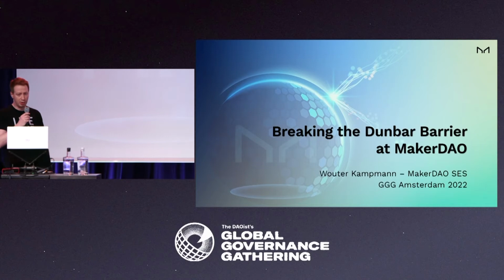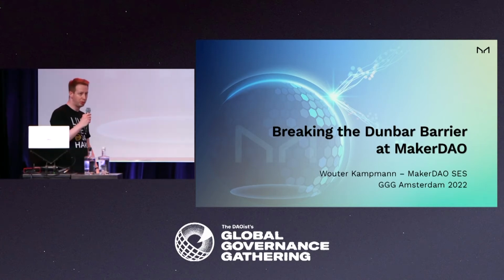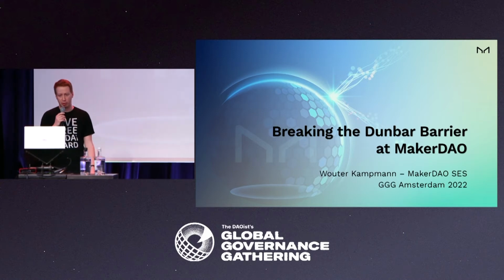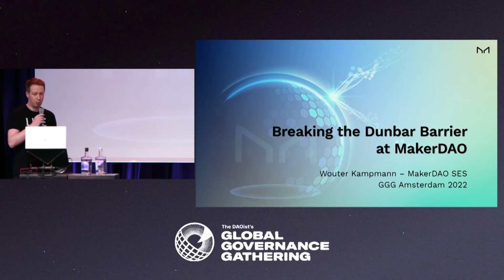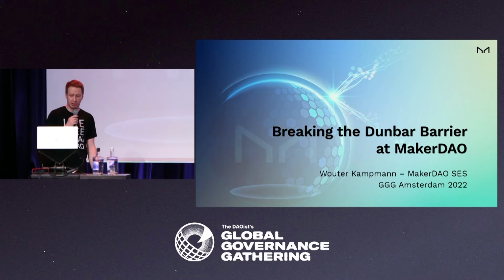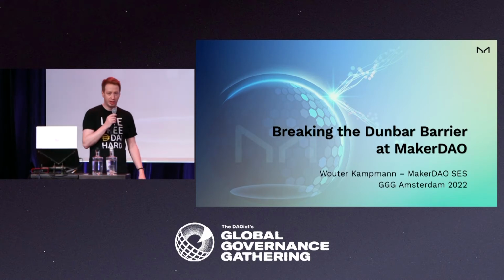For those of you who are not familiar with the term, the Dunbar number is the number at which a social group can no longer know every other single individual in the group. And as I will be showing, MakerDAO has been growing a lot lately, and we are approaching this Dunbar barrier. When individuals no longer can know each other in a group, that brings with it certain challenges. And today I want to present some ideas about what we can do to take on those challenges.